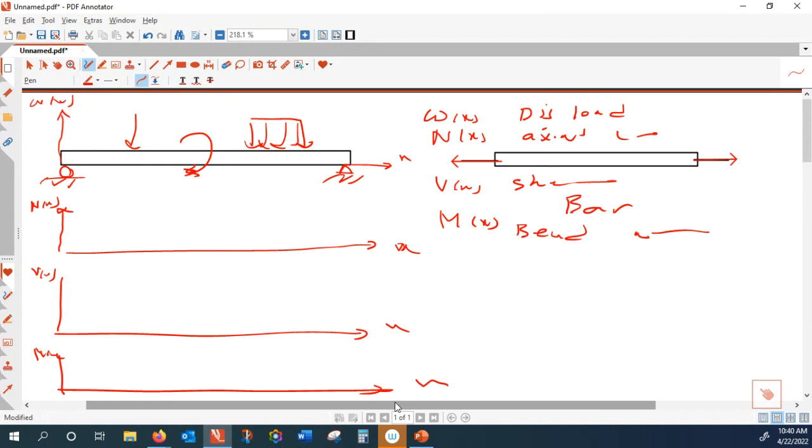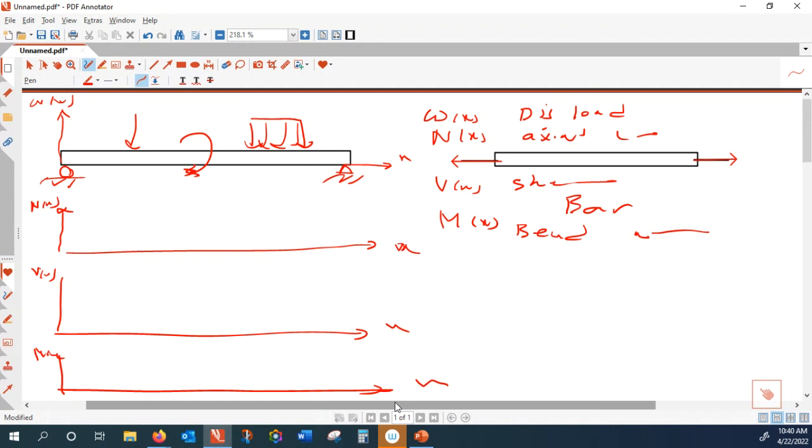So if I want to find out how many zones are here, this is zone 1, this is zone 2, this is zone 3, that is zone 4, and this is zone 5. So we have to split the beam into a number of zones whenever the loadings are discontinued.